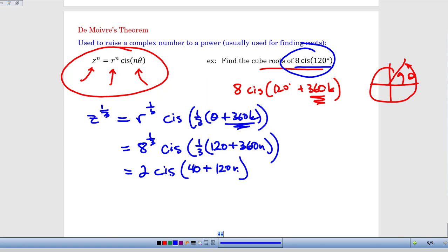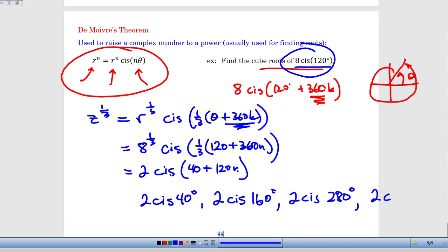So the first of these cube roots is going to be 2 cis, and now I'm going to plug in 0 for n, so 2 cis 40. A second cube root of that number is 2 cis, and now I plug in 1 for n, so 40 plus 120 is 160 degrees. And then finally, if I plug in 2 for n, I get 2 cis, and then 40 plus 240 is 280 degrees. Now I could plug in 3 for n to get one more answer.